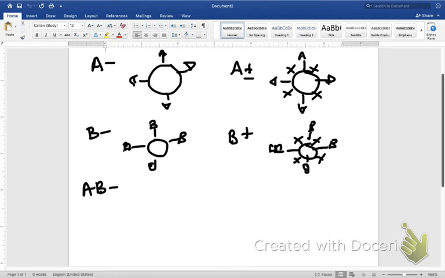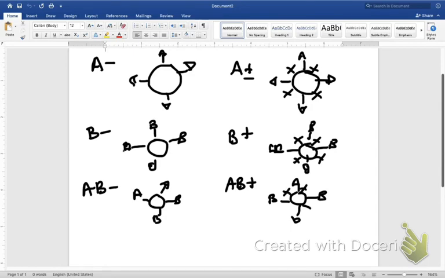AB people that are negative have the A's and the B's, just like before. AB positive people have the A's and the B's, just like before, but they also have that second antigen. Well, I guess they have a third antigen called the rhesus antigen. They're positive for it. O negative people have nothing. They just have red blood cells. Okay. O positive people don't have A's or B's, but they do have the positive antigen. They have the rhesus antigen.